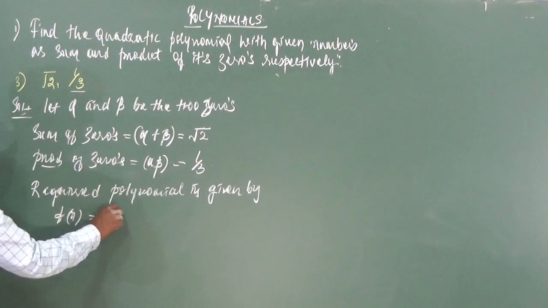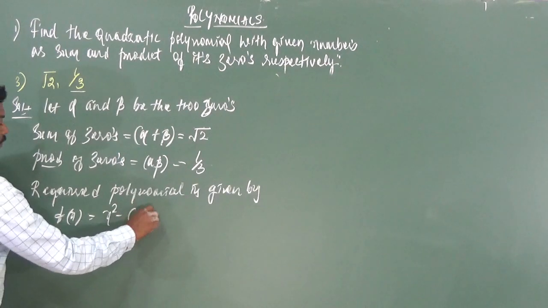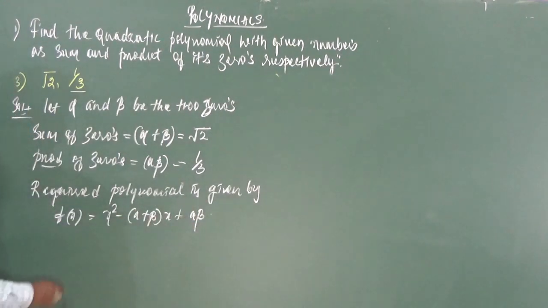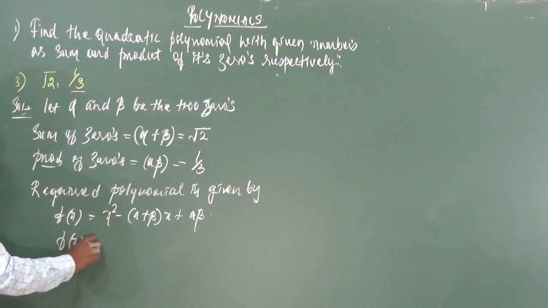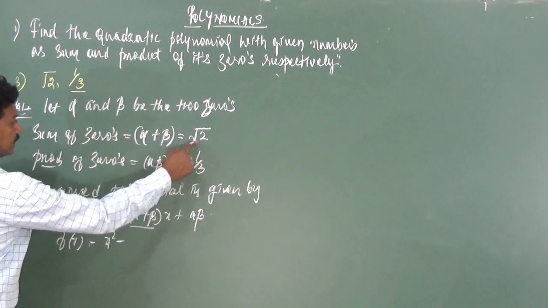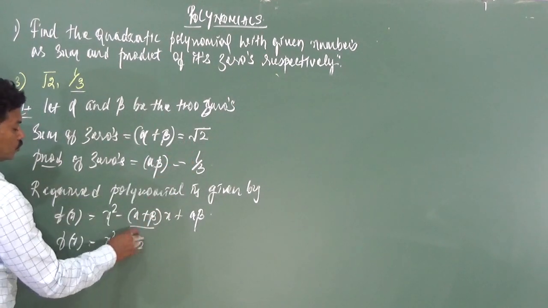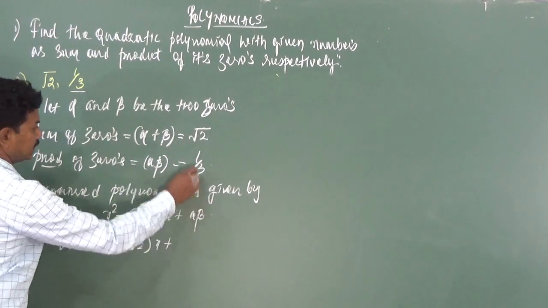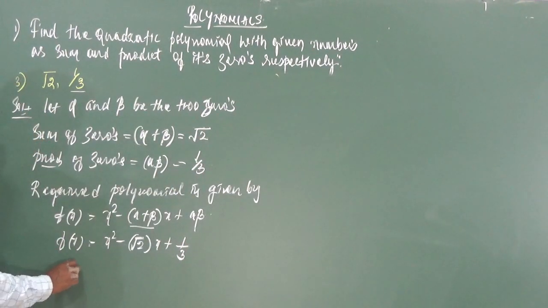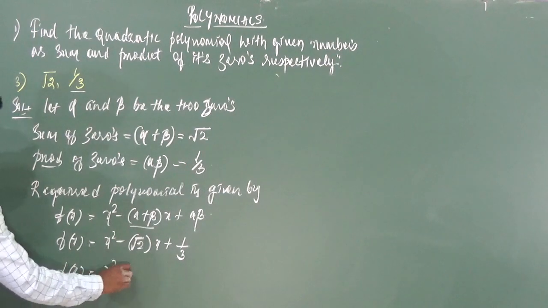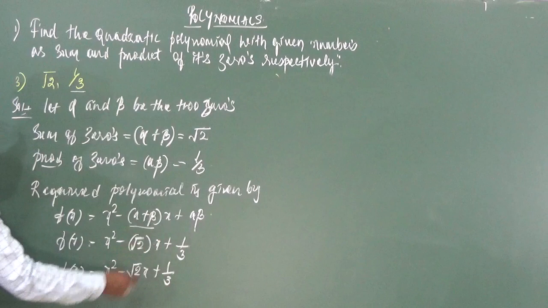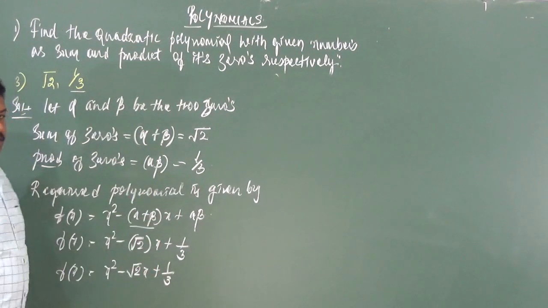f(x) = x² − (α + β)x + αβ. So f(x) = x² − (α + β)x + αβ, where α + β is root 2 and αβ is 1/3. So we will correct this: f(x) = x² − √2x + 1/3. So 3 remains in the denominator.